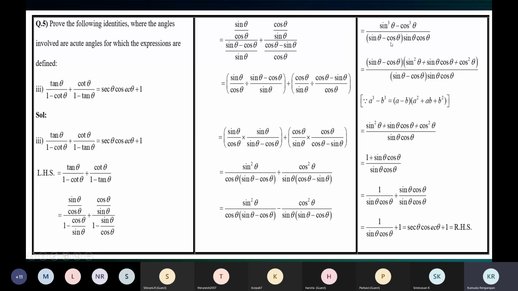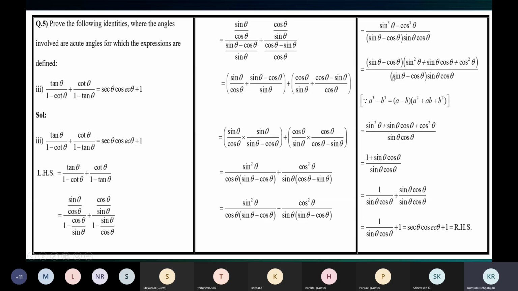Then the common denominator, sine theta minus cos theta is the common denominator. So here what is missing? Sine theta is missing here. So multiply the numerator with sine theta. So you get sine cube theta minus, this is the common denominator, but we don't have cos theta here. So multiply the numerator with cos theta, cos cube theta.